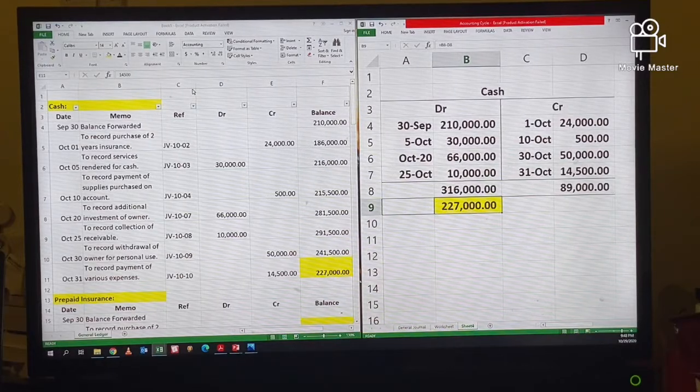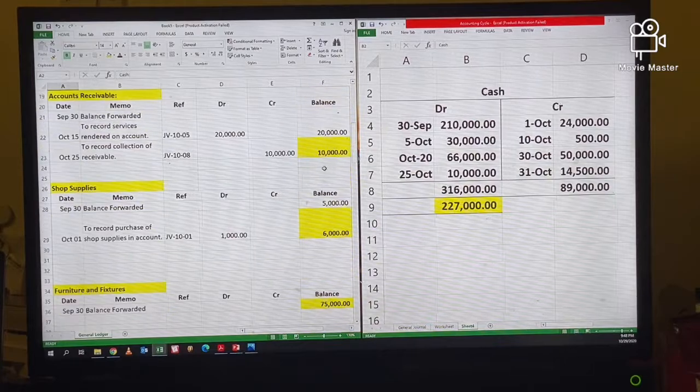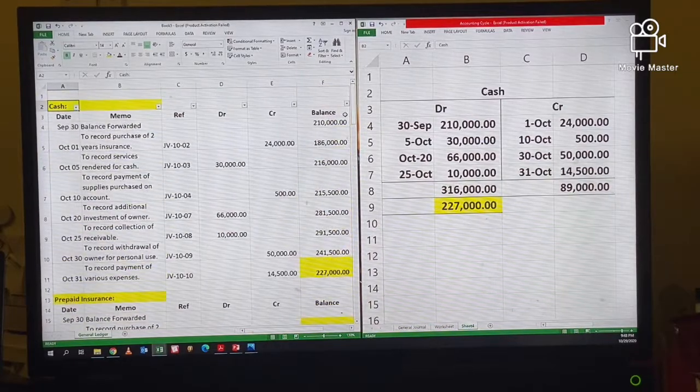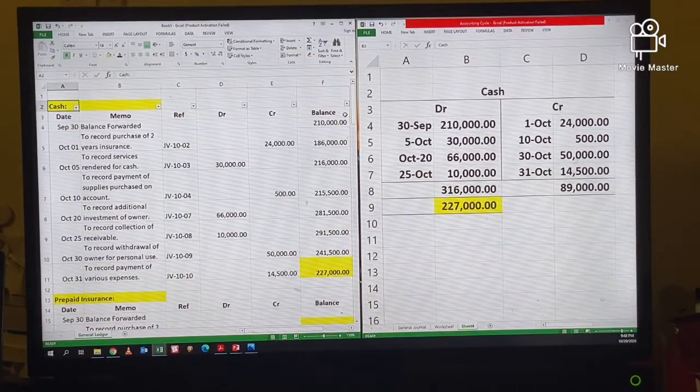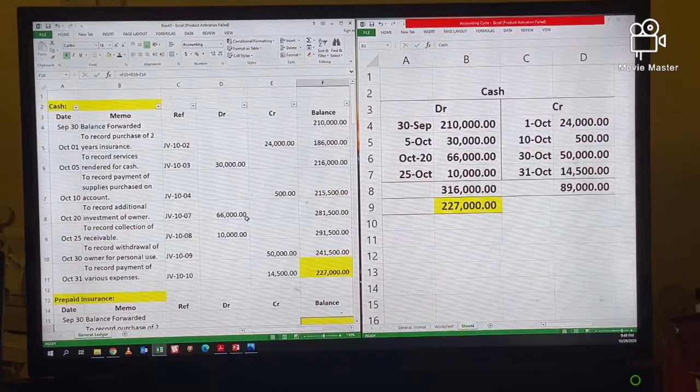So these are your general ledgers in two forms, the account form and the formal general ledger form. Stay tuned for the next video. We will do the unadjusted trial balance. We will transfer the ending balances of our general ledger into a trial balance to form our unadjusted trial balance.